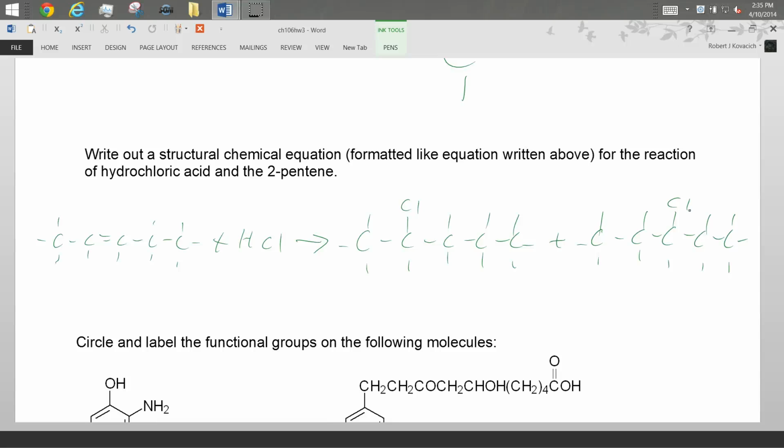Give me the classification for carbon number 2 and carbon number 3. They're nearly chemically equivalent, but their classification, they're both secondary. So neither one of them has more electrons around. So does it matter where the chlorine goes? So what are your chances? About 50-50, yeah. So you got about a 50% chance of each of these things.